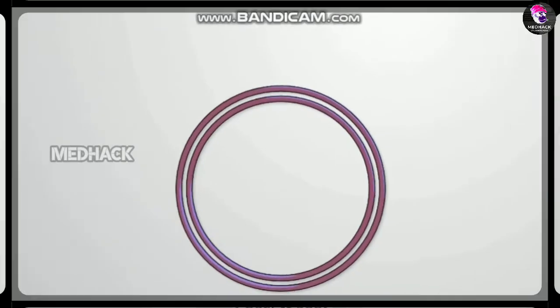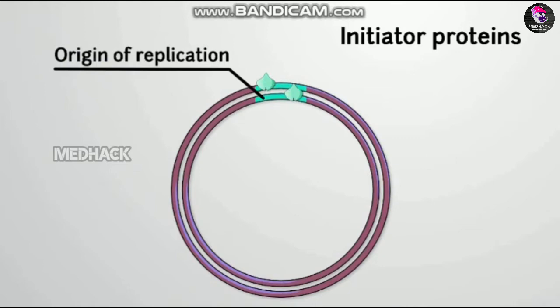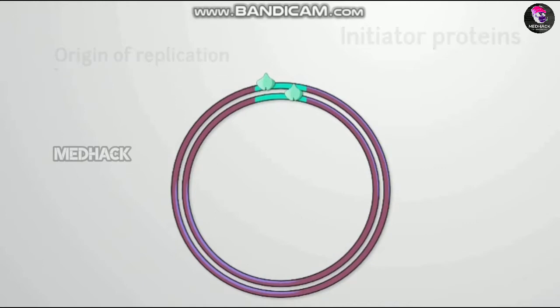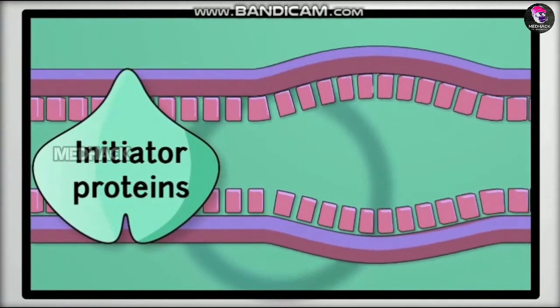In prokaryotes, DNA replication begins when initiator proteins bind to the origin of replication, a small region of DNA containing a specific sequence of bases, creating a complex. This complex helps to initially separate the DNA.